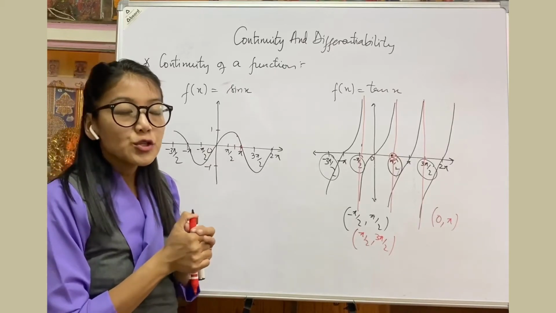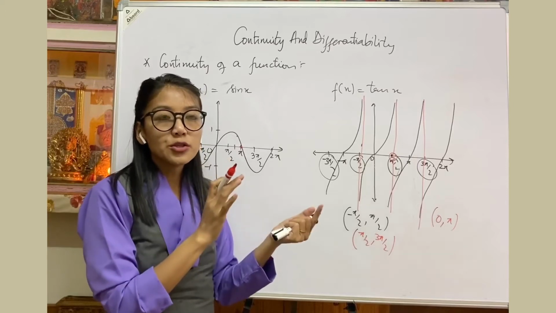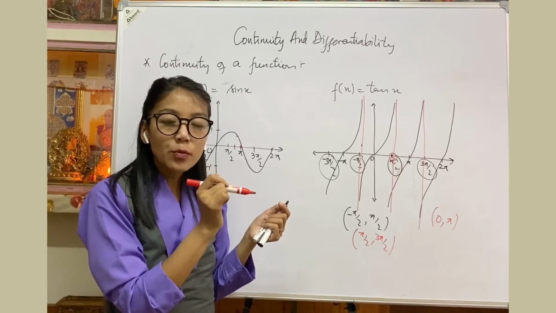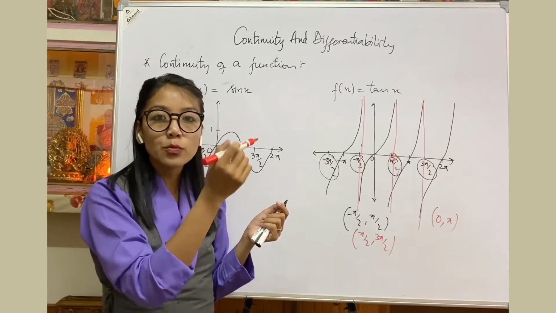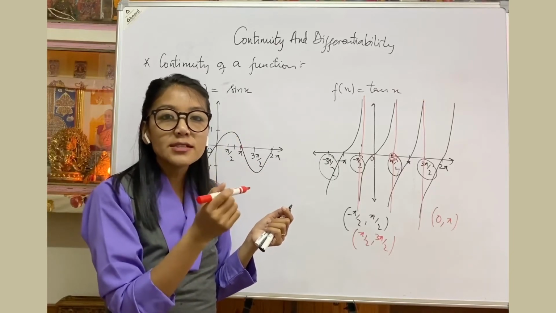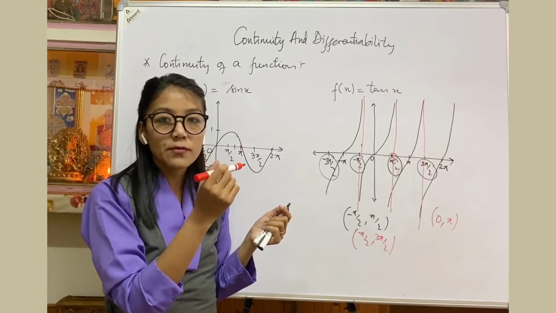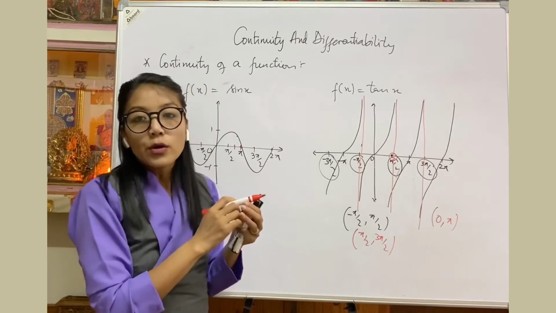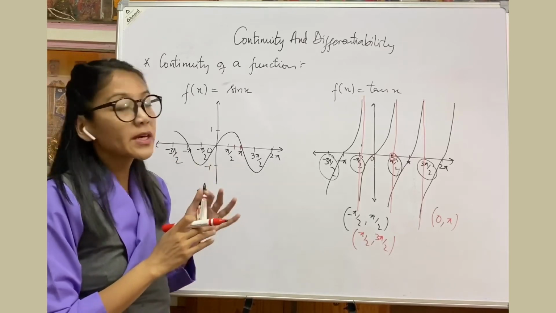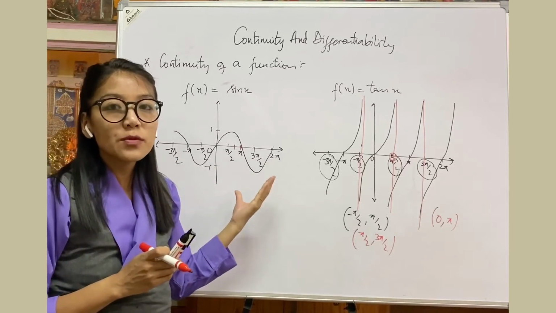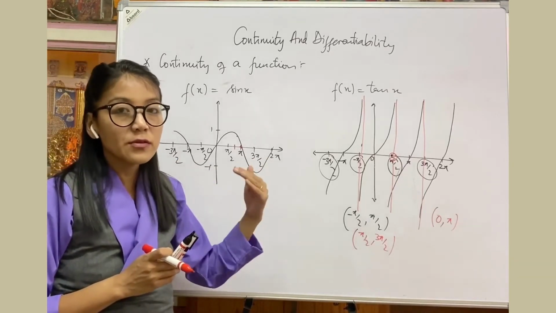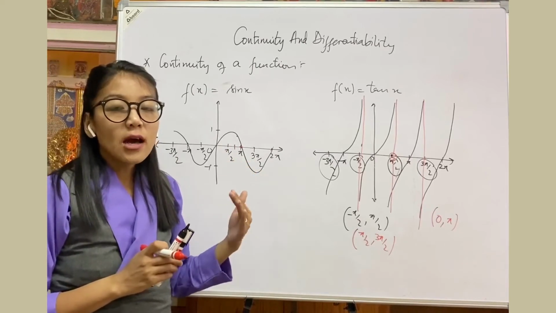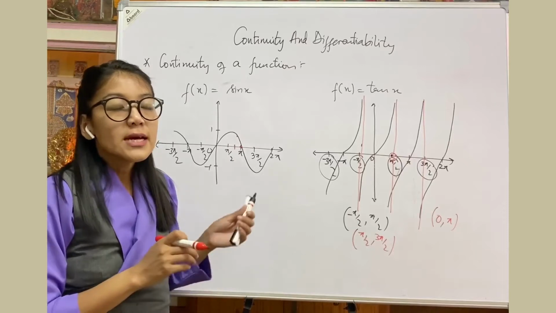Is that clear? So when you're talking about the continuity of a function at a point, if a function is continuous at that point, then the graph of the function is not broken. If the function is discontinuous at a point, then the graph of the function is broken at that point. So graphically you can understand this. Now theoretically, how will we check that? Because for every function it is not possible for us to plot the graph and check whether the graph is broken at that point or not.